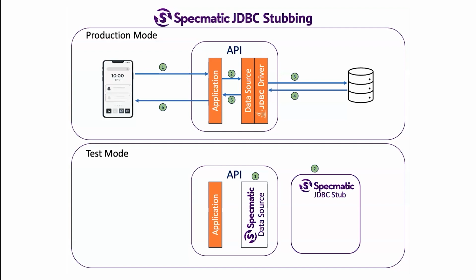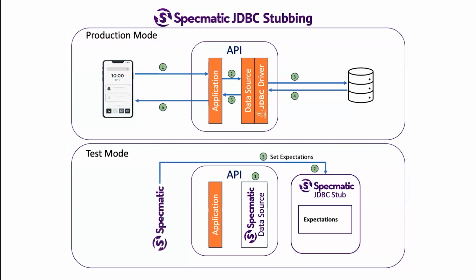And for the purpose of this demo, I'll be running Specmatic contract tests based on the OpenAPI specification of the API. First, the test needs to set expectations with the Specmatic JDBC stub to let it know about the queries that it can expect and the data that it needs to respond with. Now, these expectations could be written by hand or could be recorded based on the actual interactions between the API and a real database.